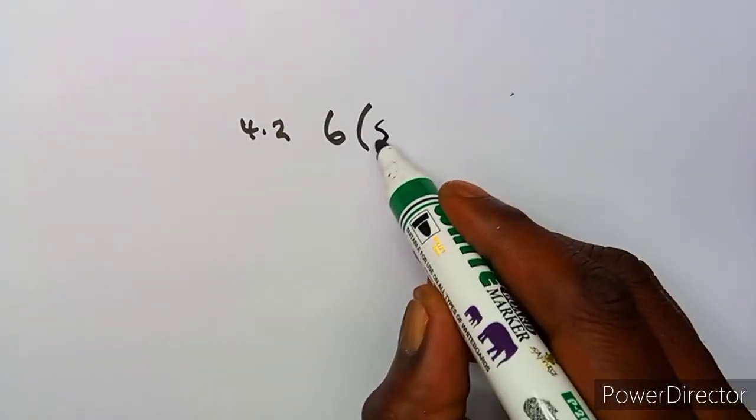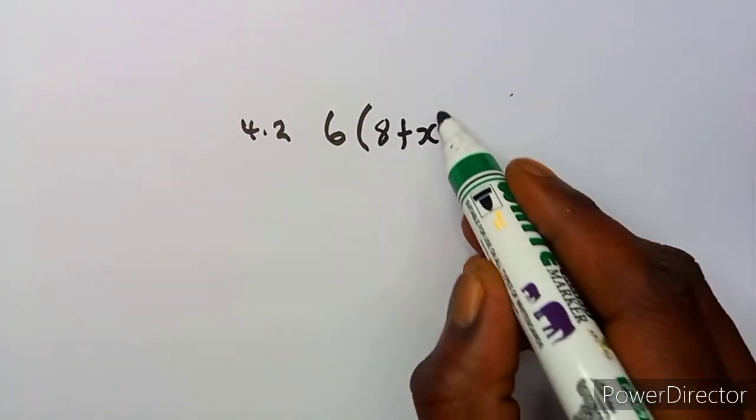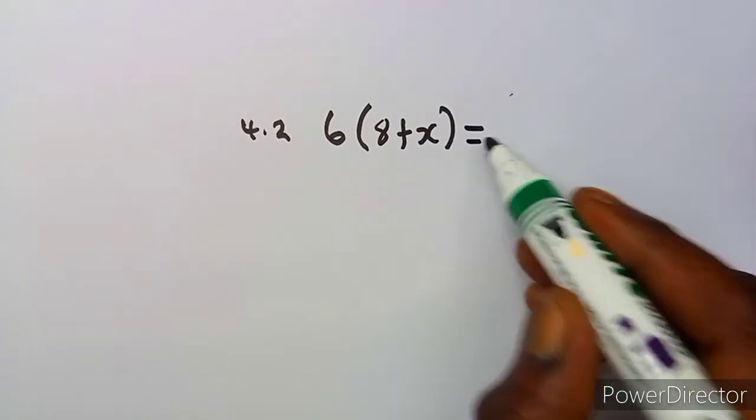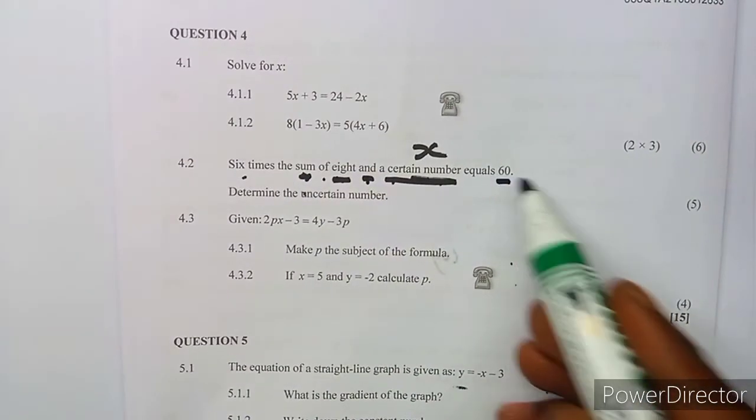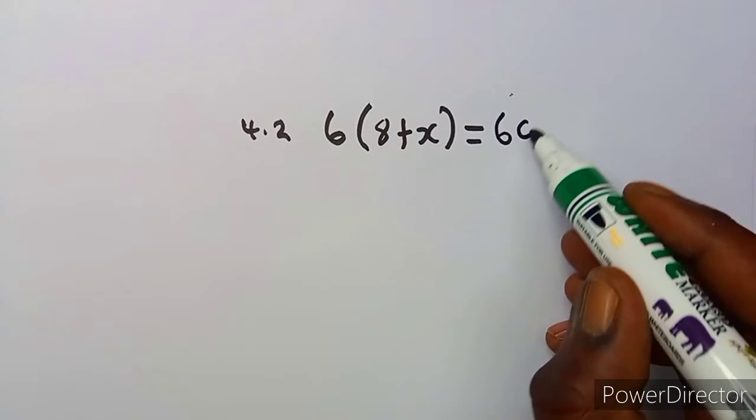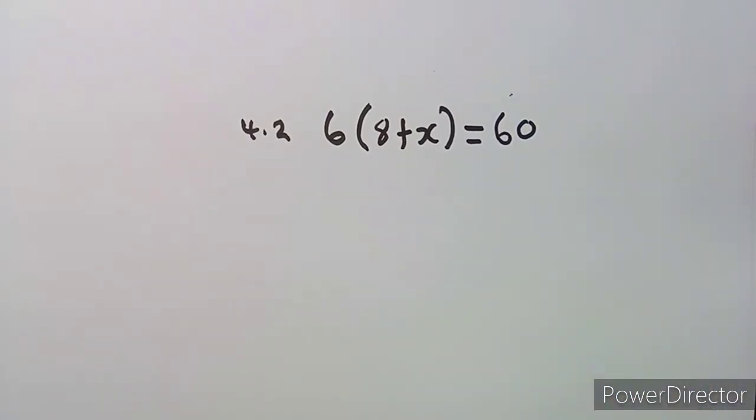So 6 times 8 plus x is going to give us 60. So our answer is 60, like this. What is that uncertain number, which is x? What is the value of x? So they're asking you to solve for x. So you've got two main options.